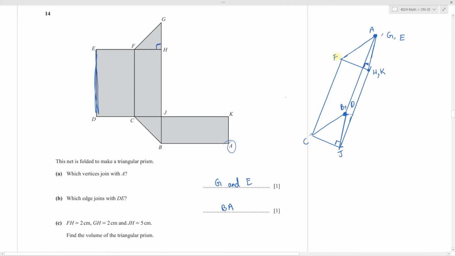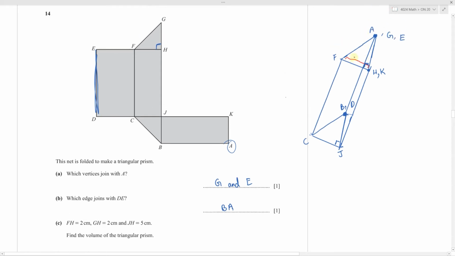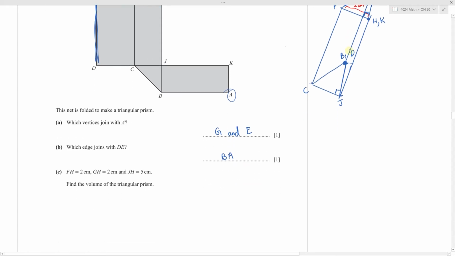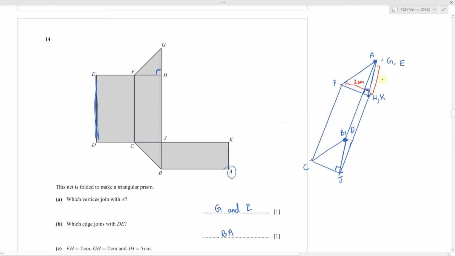This is F. So part C is FH equals 2 centimeter. So FH is this length here, the base of this right angled triangle. So this is 2 centimeter, and GH is also 2 centimeter. So GH is this vertical height. GH is also 2 centimeter. Remember, this is a 90-degree angle here, which was this angle here. So this is a right angled triangle, which is the cross section, or you can say the base of this prism. So with base length 2 centimeter and height 2 centimeter as well.